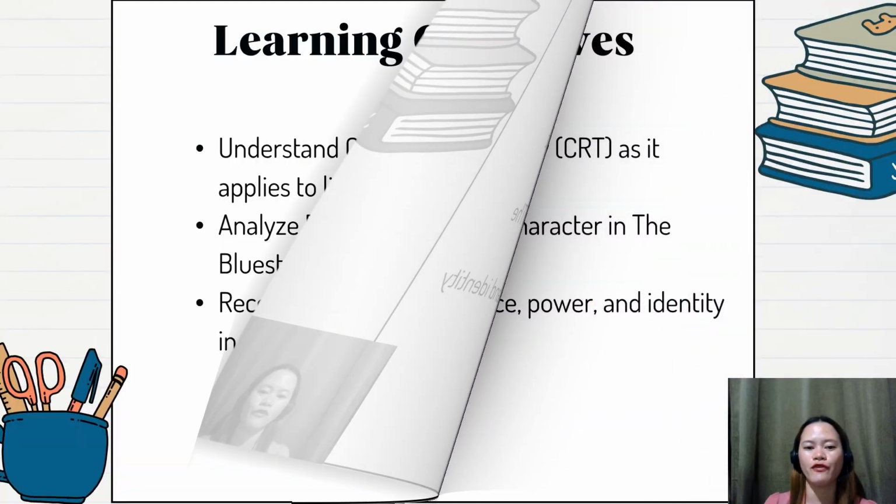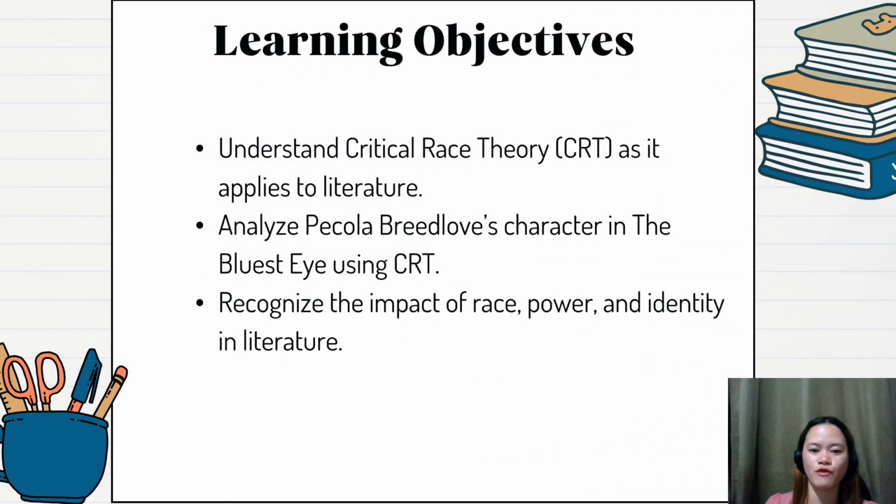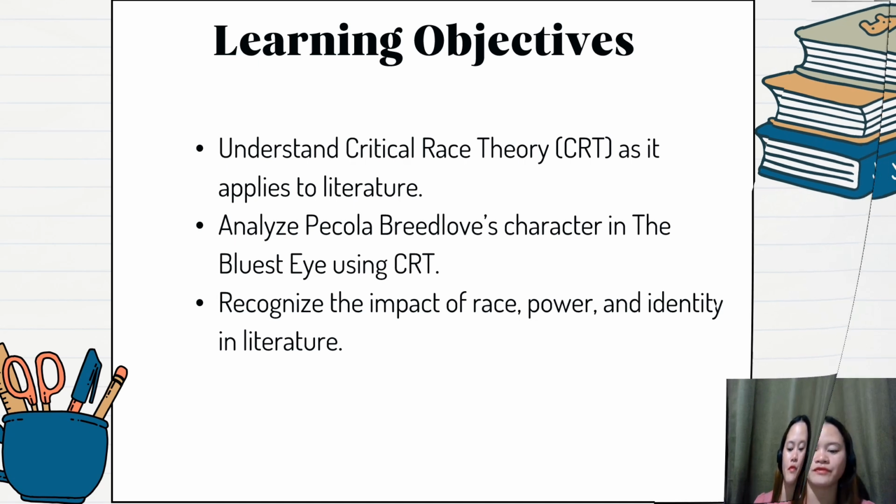So let's have first our learning objectives for today. The first one is understand critical race theory as it applies to literature. Second, analyze Pecola Breedlove's character in The Bluest Eye using CRT. And the last objective is recognize the impact of race, power, and identity in literature.